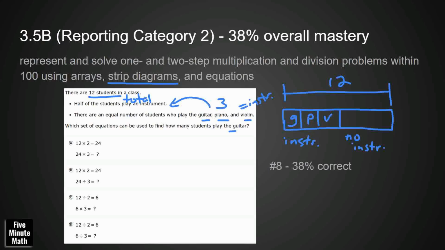And so I could look at what I did. I took my 12 and I cut it in half, which means divide by 2. There's 6 of them. Then I took my 6 and I cut it into 3 equal parts because there's an equal number of students who played the guitar, the piano, and the violin, and that equals 2. Now, they don't give us the 2, they give us the question mark, but that's fine. And so we see that we've got our answer here as D, and only 38% of our students got that right. Once again, we are dividing twice, something that they have previously not been familiar with, but we've had to do it twice so far on this test.